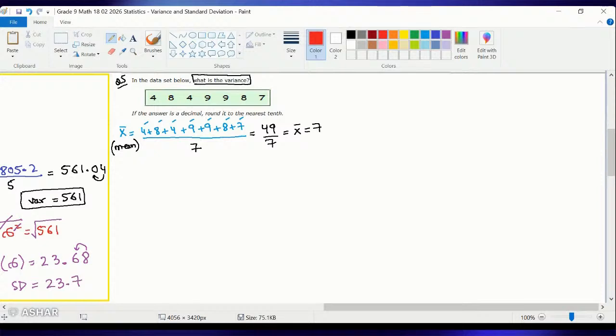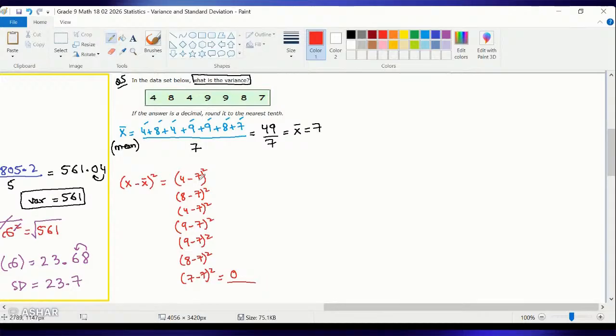Can we find the difference? X minus the mean, squared. That means 4 minus 7 squared, 8 minus 7 squared, 4 minus 7 squared, 9 minus 7 squared, 9 minus 7 squared, 8 minus 7 squared, and 7 minus 7 squared. This was a 0 already. We don't need a calculator for this because they're whole numbers.